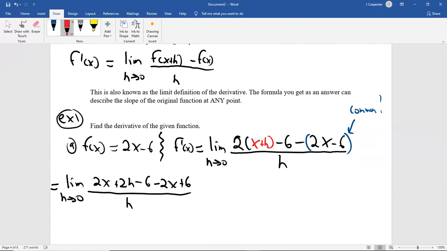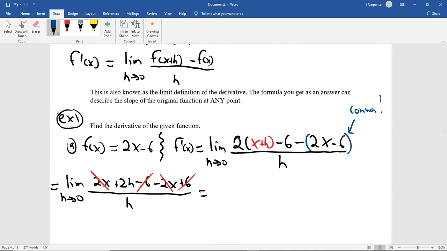Well, there's some stuff that can cancel. This is very common. 2x minus 2x, gone. Negative 6 plus 6, gone. With polynomial functions, you should get a decent amount of cancellation. In fact, any term that doesn't have an h ends up canceling. Spoiler alert, for polynomials, not necessarily radicals or rationals. Those are different issues.